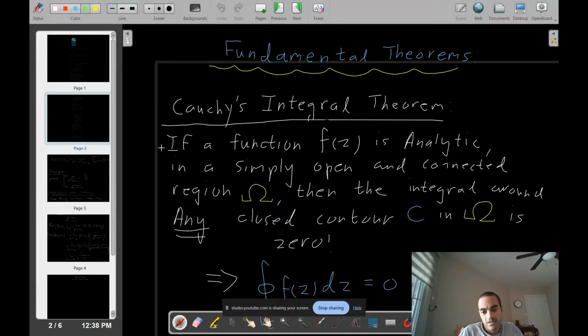If you have a function f of z, and it's analytic in a simply open and connected region, let's say it's called capital Omega, the open and connected region, then the integral around any closed contour C, capital C, in capital Omega is going to be 0. Okay, right? So if you have a function f of z, let me repeat if you don't understand that.